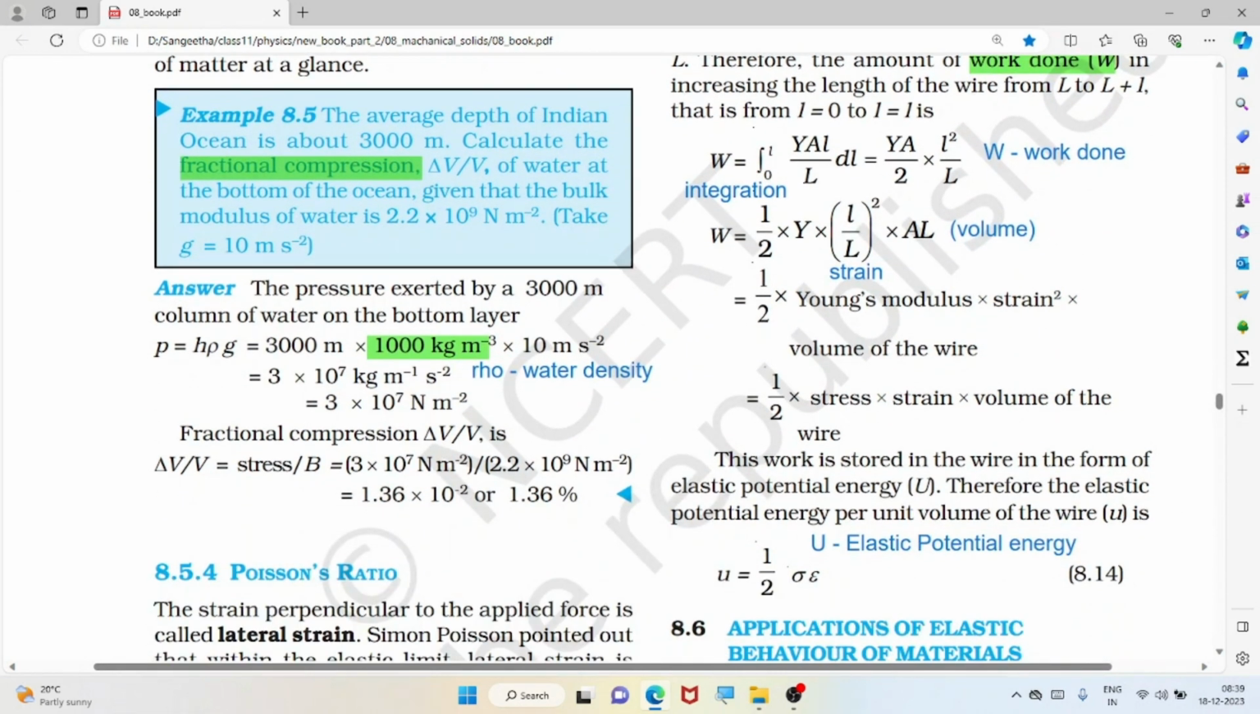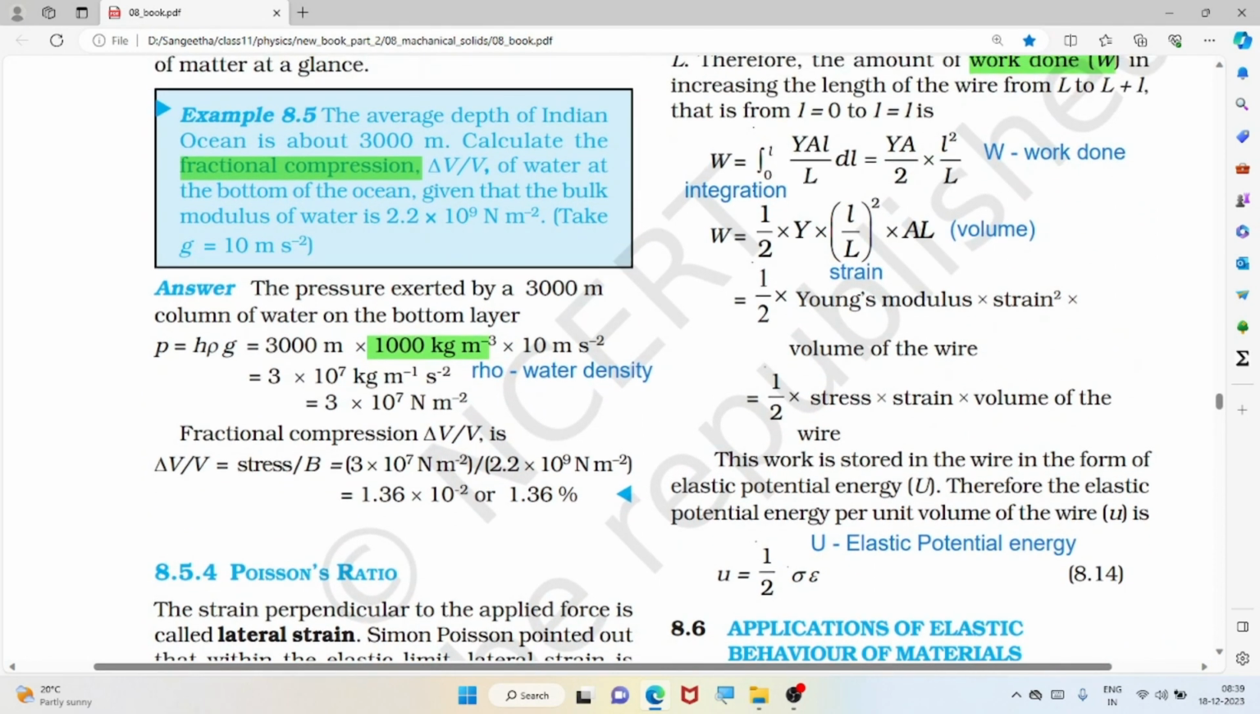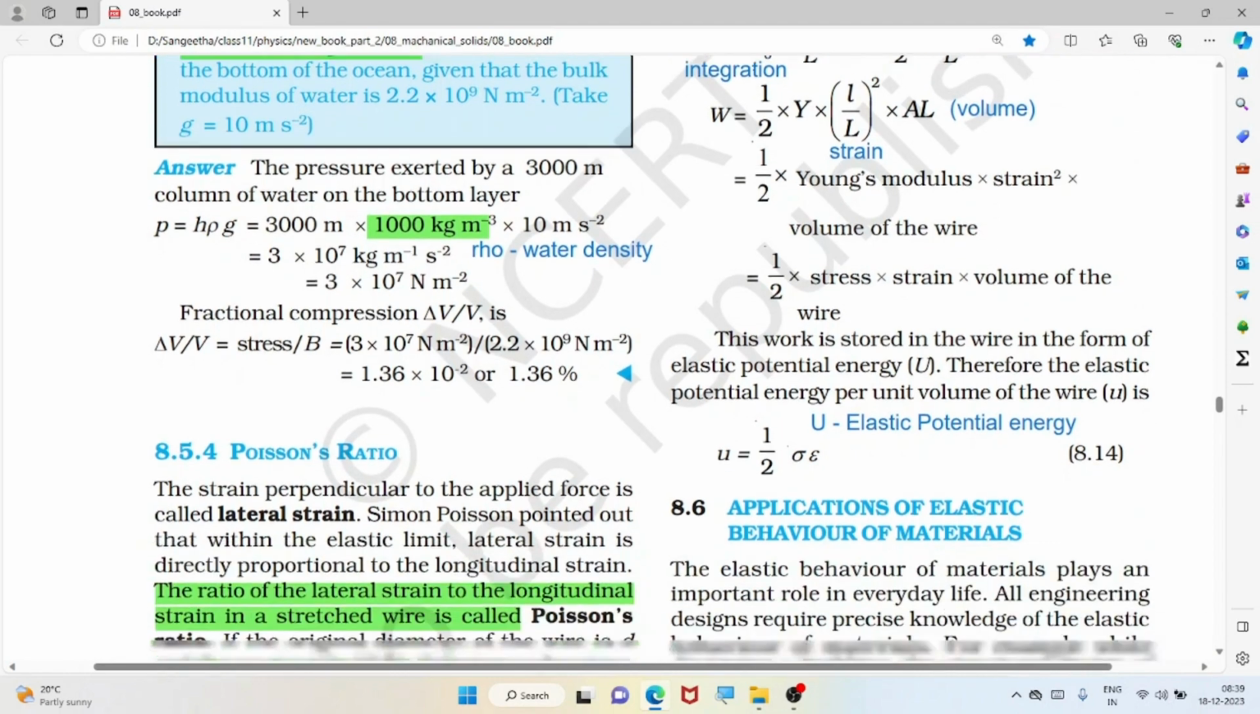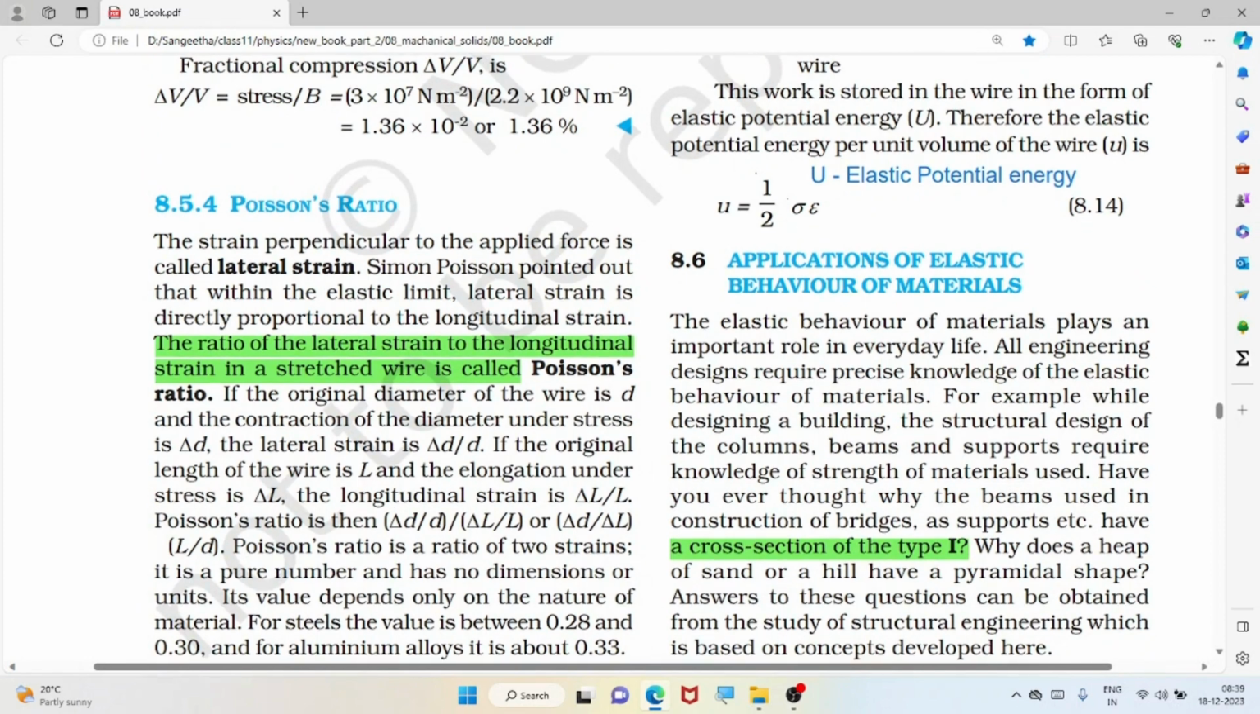This is the density of water, 1000 kilogram per meter cube. That is the density of water, rho. Fractional compression is delta V by V. Poisson's ratio.